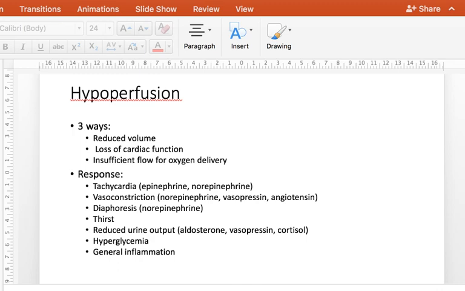So the first thing we'll talk about is hypoperfusion. Or sorry, shock is just generally hypoperfusion, and there's three ways that can happen, and we talked about that. So reduced volume, loss of cardiac function, insufficient flow for oxygen delivery, and the body normally responds to not having enough oxygen in predictable ways.